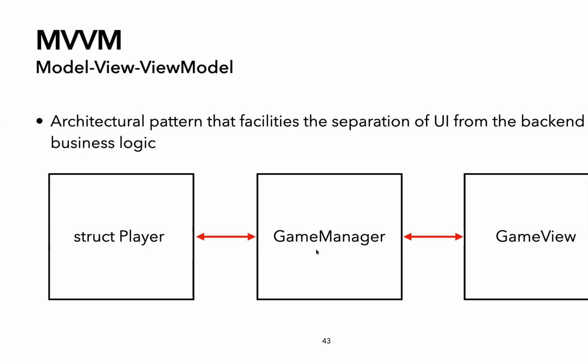Can anyone give me a reason why a game manager should be a class and not a struct? Why should the view model be a class, not a struct? Exactly. So the answer was because we're going to be referring to it a lot. We're going to be using or accessing this game manager in a lot of our subviews.